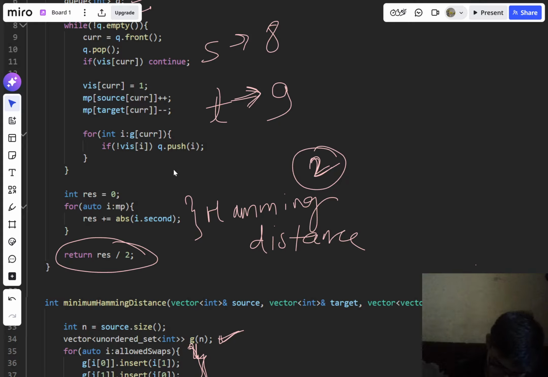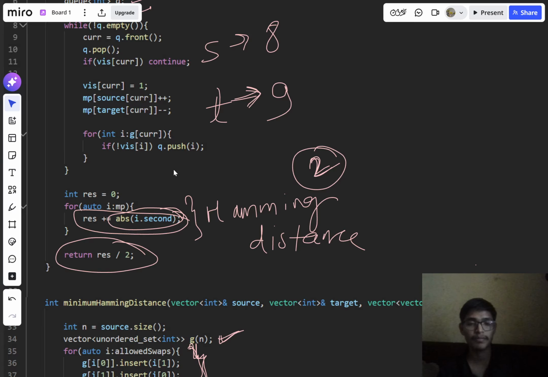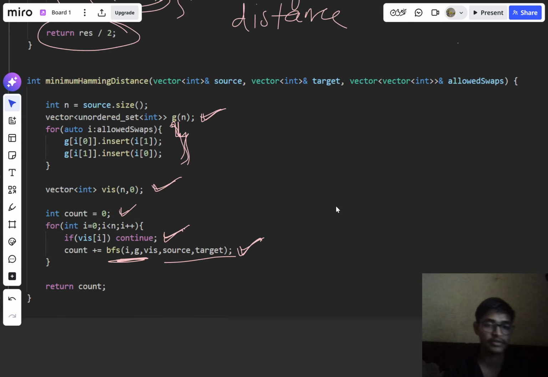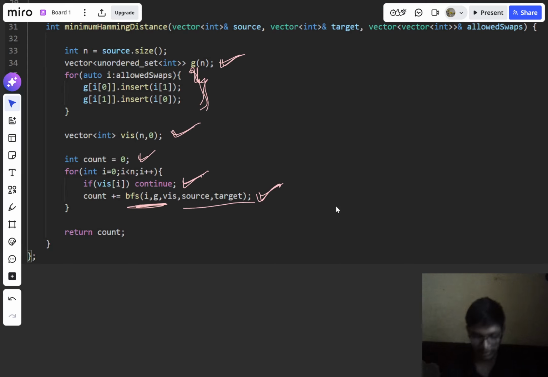To calculate the number of unbalanced elements, we add the absolute of i dot second, the count present in the map. In this way this returns the result divided by 2, for calculating the Hamming distance. And in this way we add for every graph component, and we just return the answer.